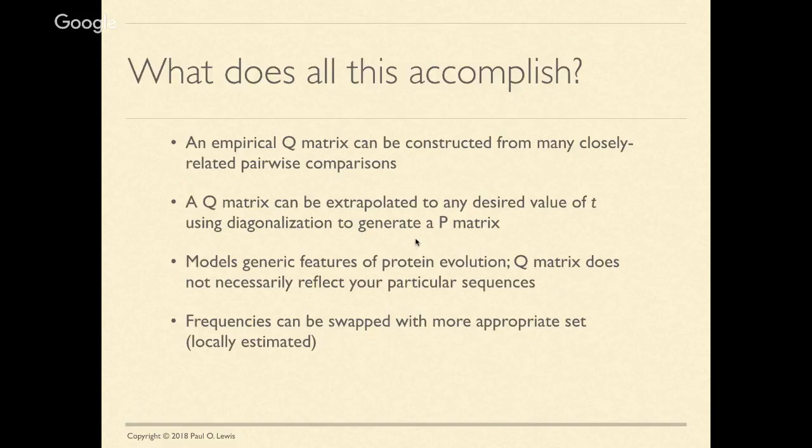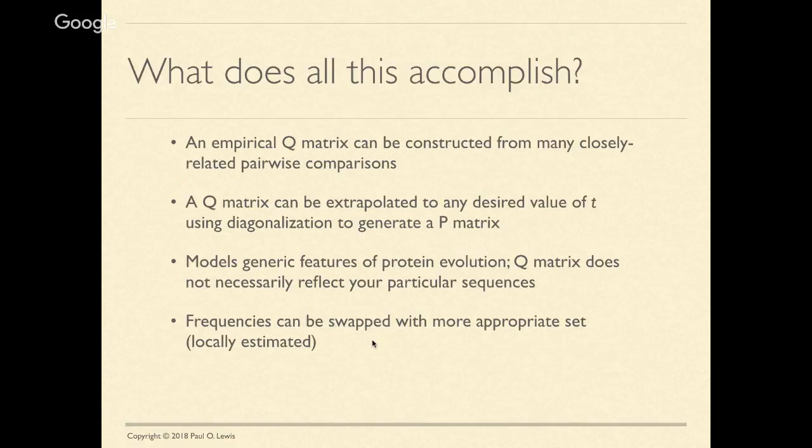So we can use this in calculating likelihoods by using that diagonalization method to numerically calculate the P matrix. These models basically capture generic features of protein evolution, but the Q matrix does not necessarily reflect your particular sequences. You're taking a generic matrix that reflects proteins in general and applying it to your particular proteins, which may not evolve in exactly the same way. So there's one limitation there.